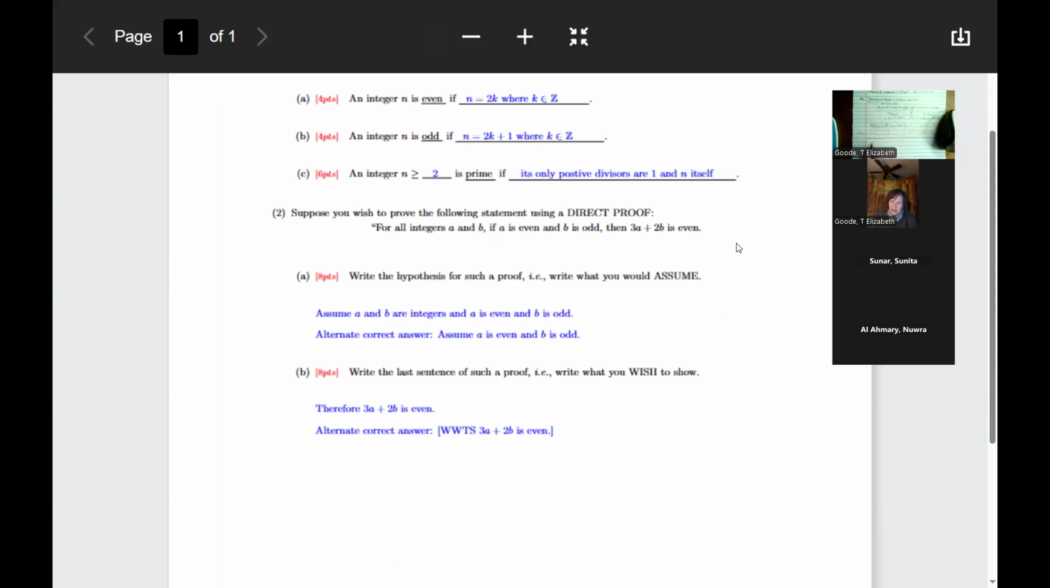Okay, can you just read that? I'm going to write the statement down. Will you read it to me while I'm writing it down, and then we'll pop out of the share screen. For number two, can you just read me the statement? Suppose you wish to prove the following statement using a direct proof. Keep going. For all integers a and b, if a is even and b is odd, then 3a plus 2b is even.